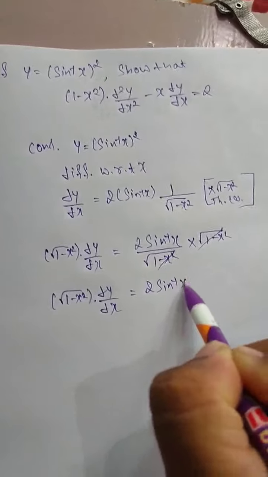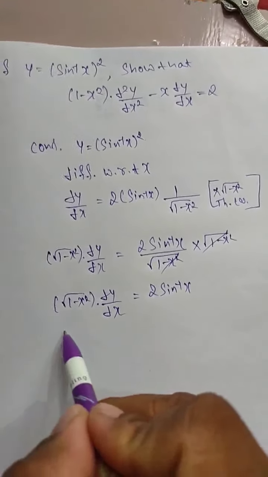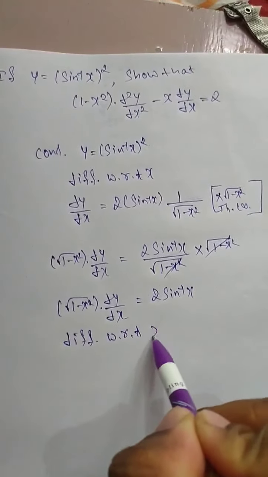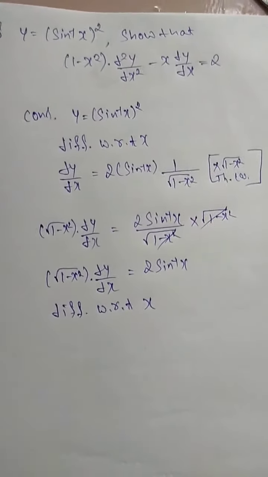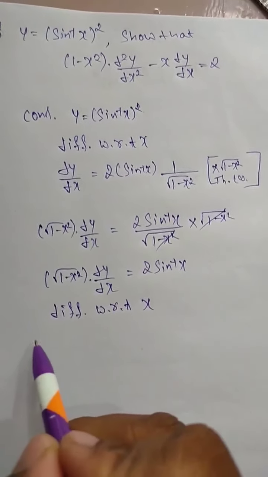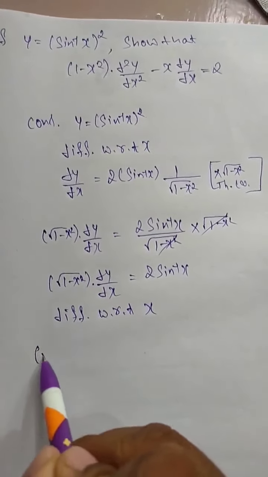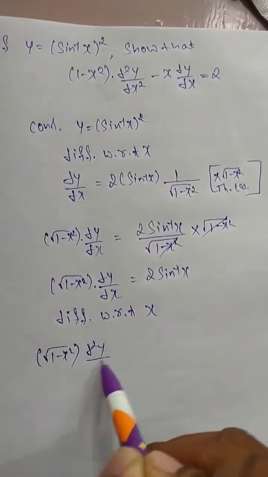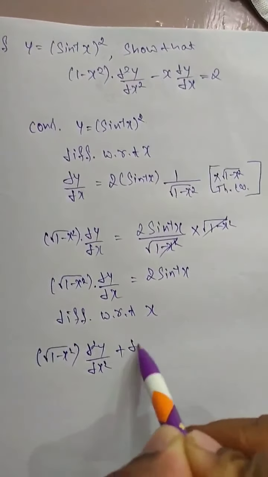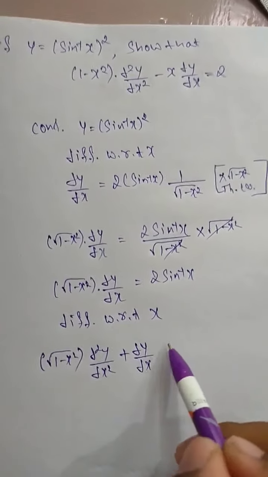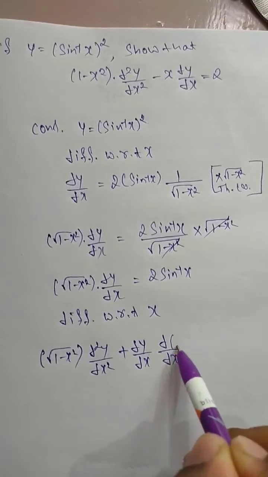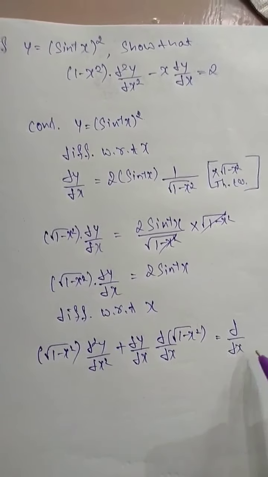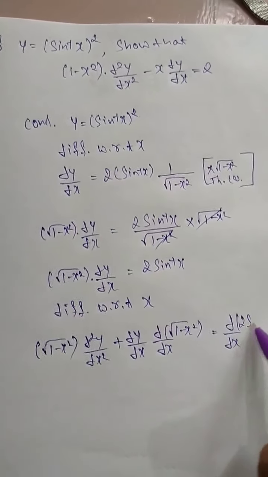Once again we will differentiate with respect to x. Here you apply the product rule differentiation. What is the product rule? First function as it is, differentiation of second function, that is d square y by dx square, plus dy by dx as it is, differentiation of root of 1 minus x square, is equal to differentiation of 2 sin inverse x.